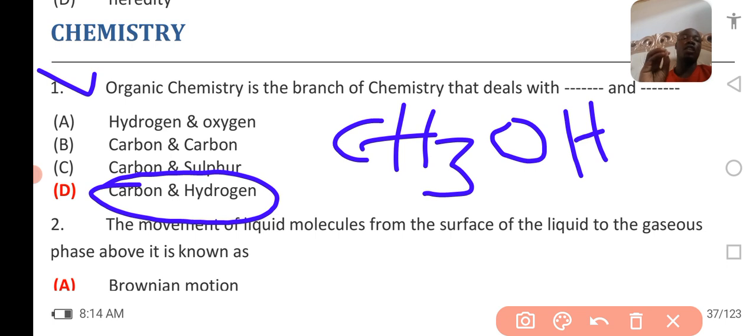Those ones are non-hydrocarbons, saturated and unsaturated.